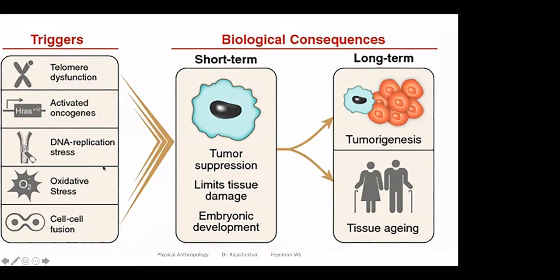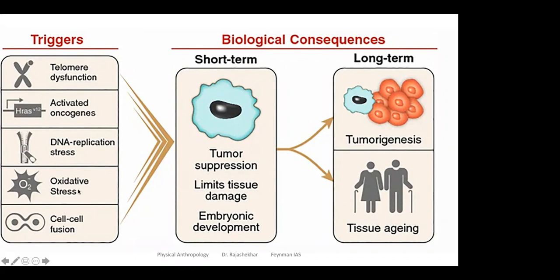Then DNA replication stress or DNA damage. Damage to our DNA. Those cells which carry damaged DNA, there is a mechanism for them to die. So they may trigger the process of senescence because we don't want damaged DNA. Damaged DNA can further trouble our body. So we don't want cells with damaged DNA to survive.